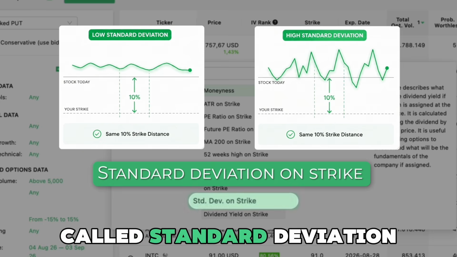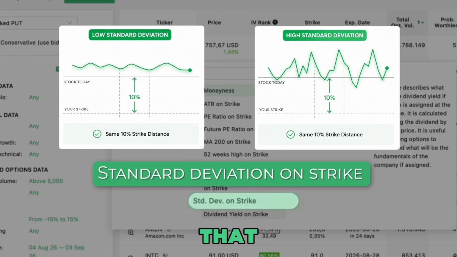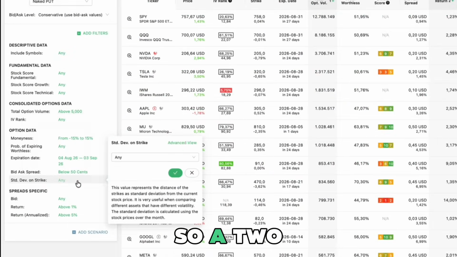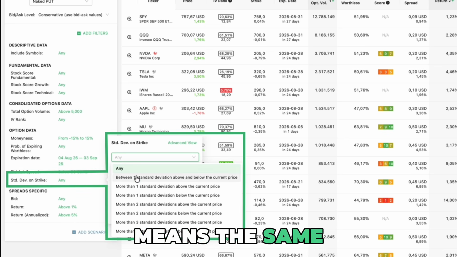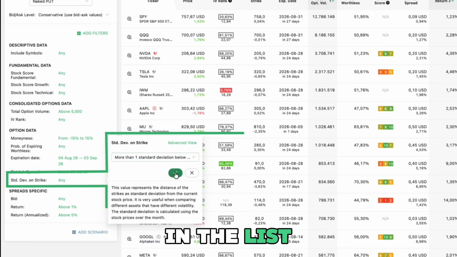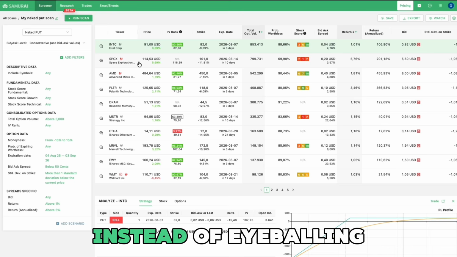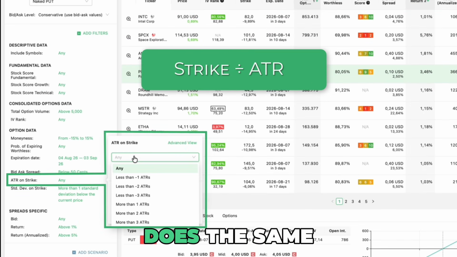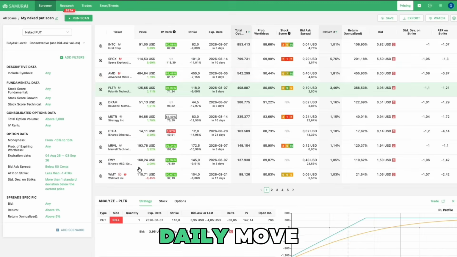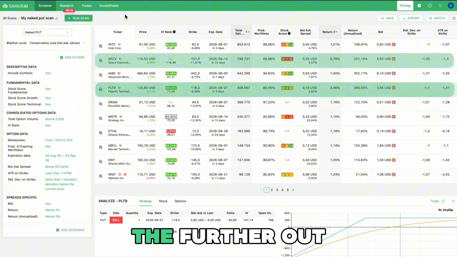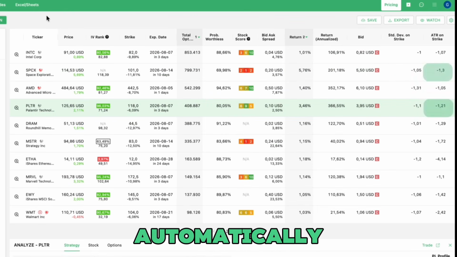The filter called Standard Deviation on Strike fixes that. It measures the gap in standard deviations using the last month of prices. So a 2 standard deviation strike means the same thing on every stock in the list. I'm comparing them on a level playing field instead of eyeballing it. ATR on strike does the same job using the average true range, which is basically the stock's typical daily move. The more volatile a stock is, the further out the filter pushes the strike automatically.